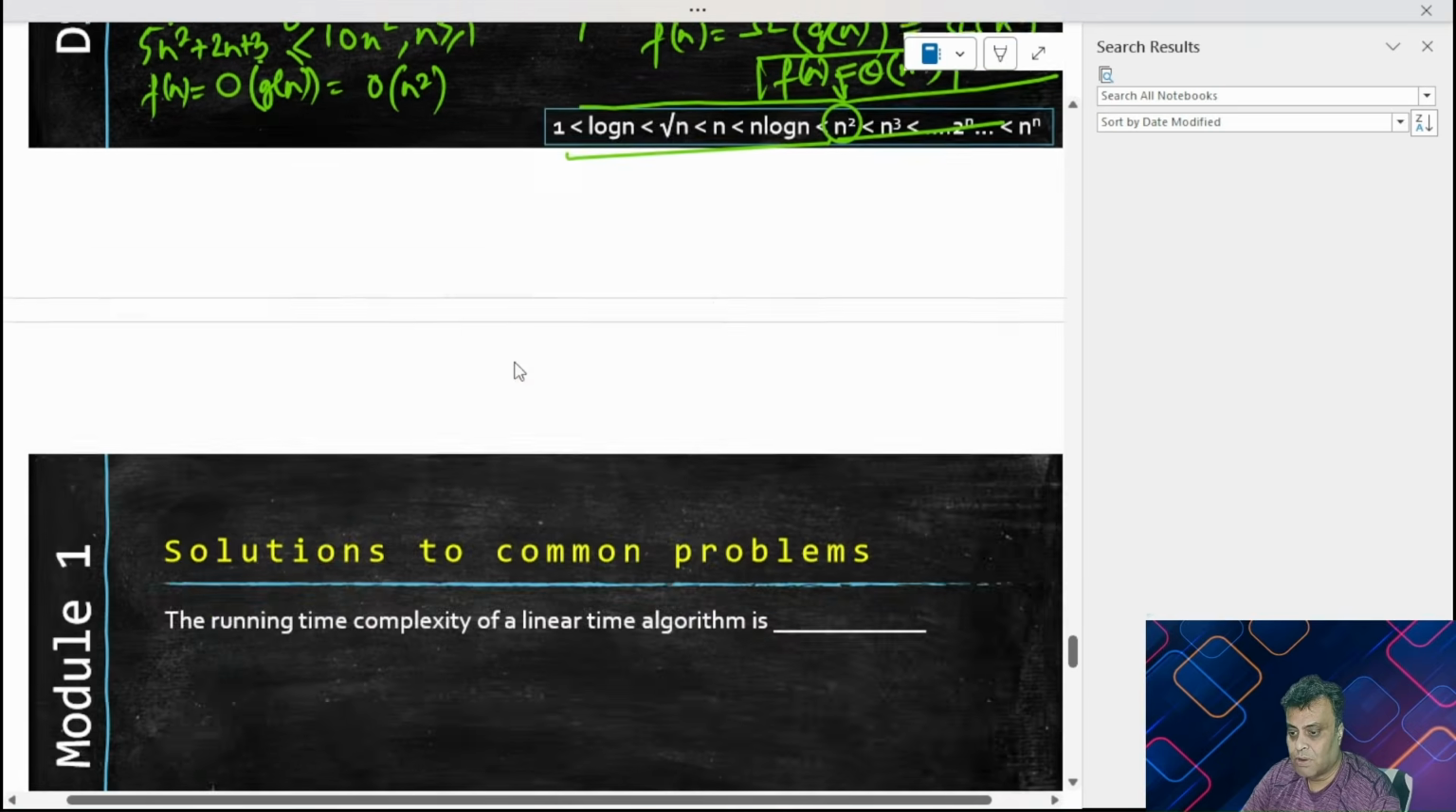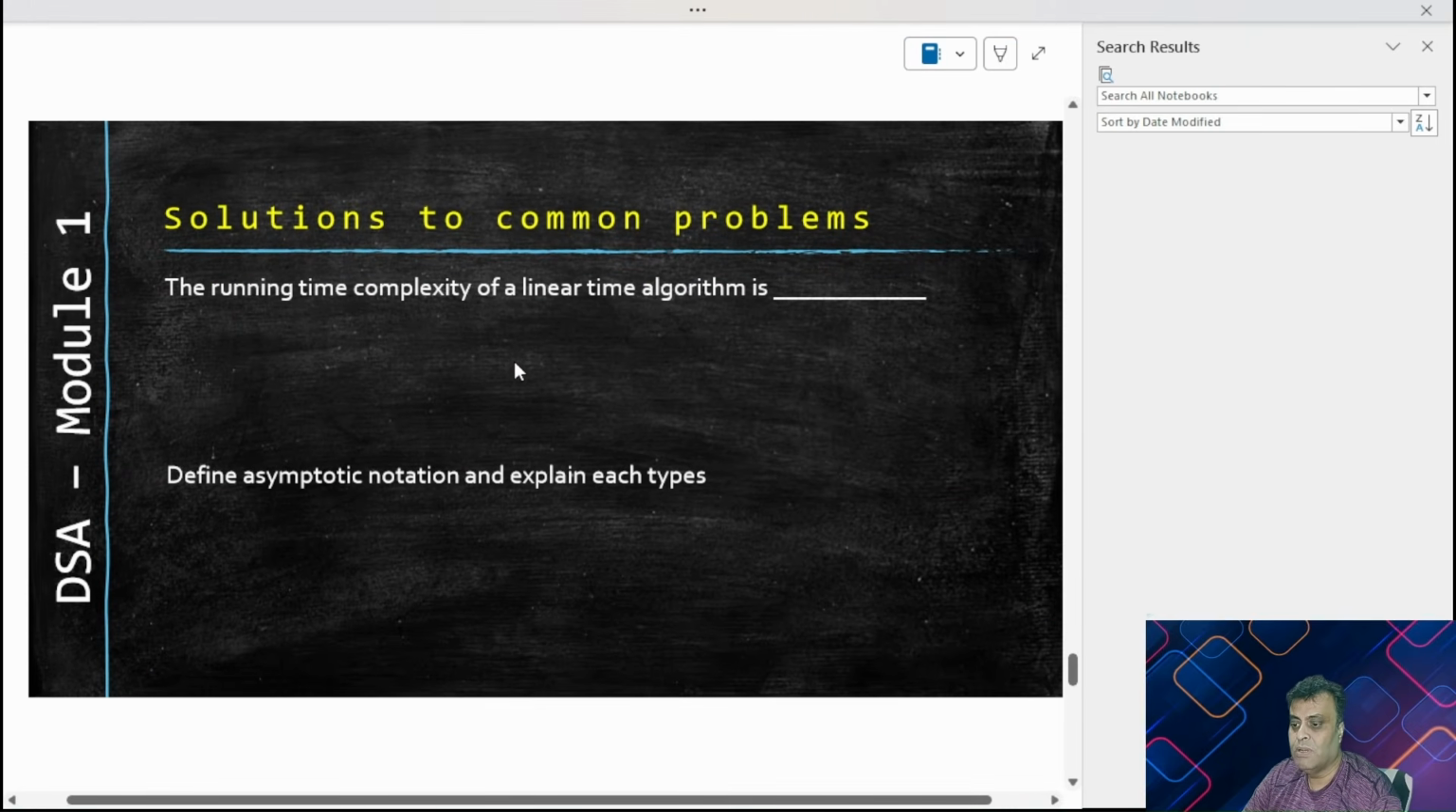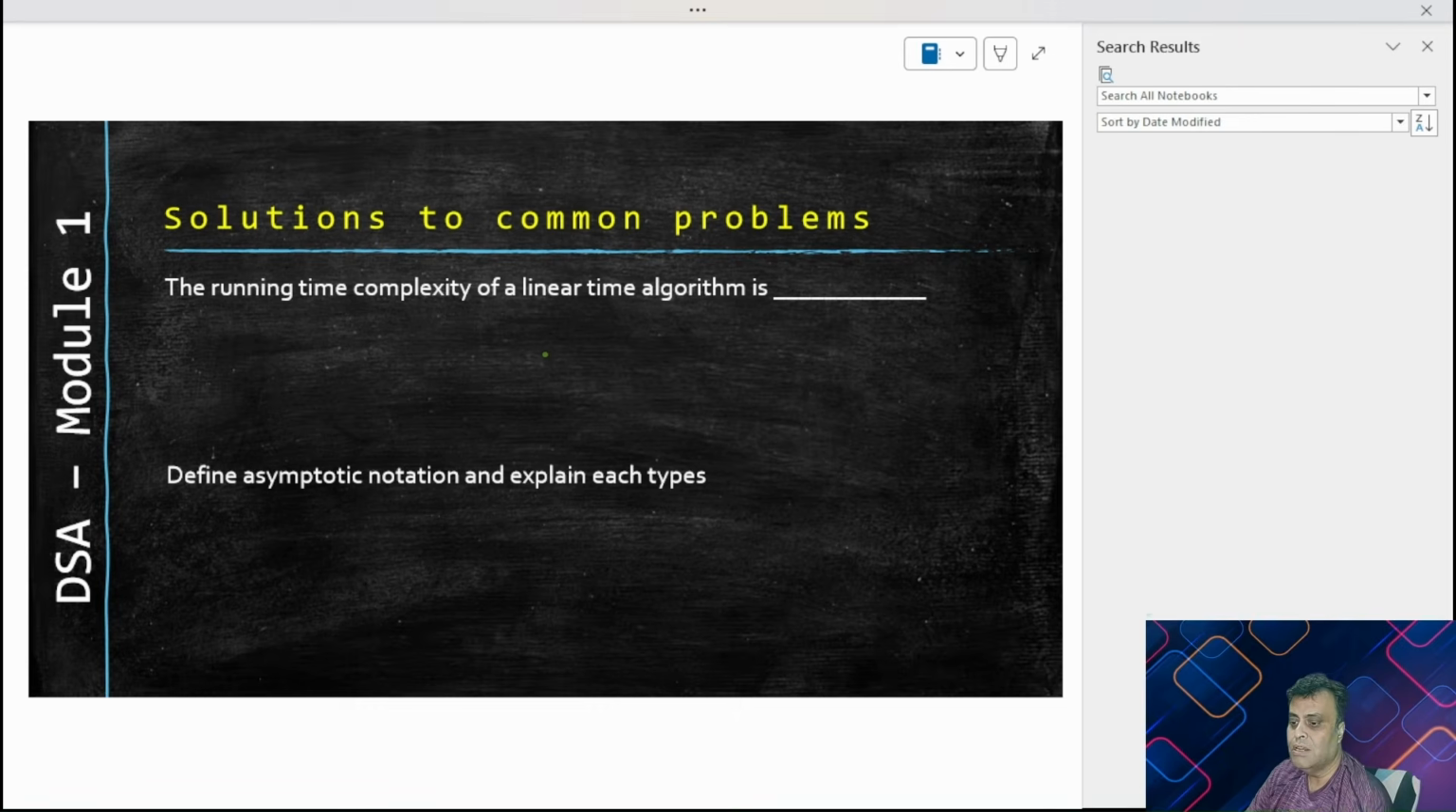Now let's move on to the next problem: the running time complexity of a linear time algorithm. Linear means that you have a loop that goes around certain elements, let's say an array, and every array element will be checked. The running time complexity for a linear time algorithm will be the worst case scenario, because if they don't say best case, worst case, or average case, you'll always go for the worst case of the polynomial that runs through an array.